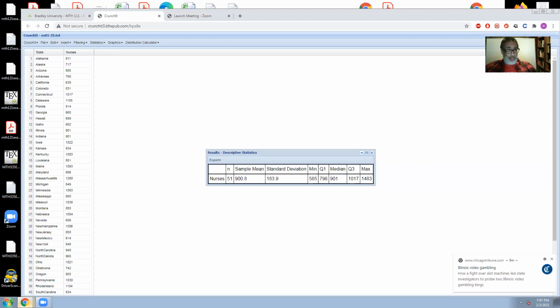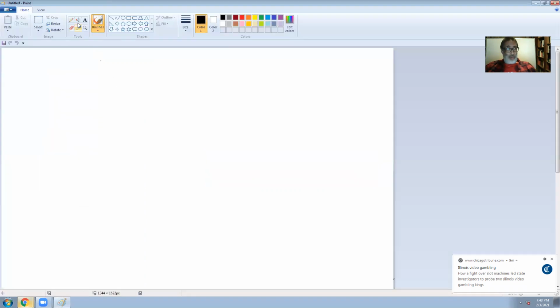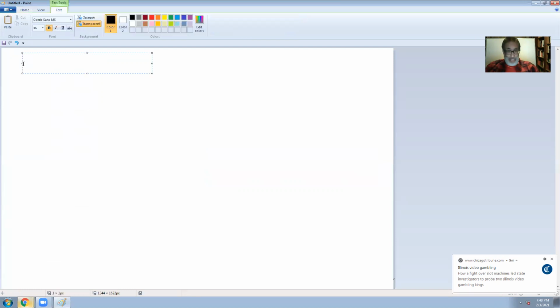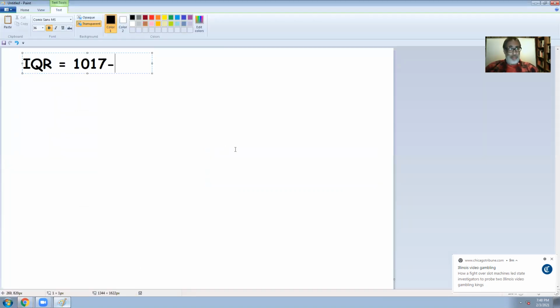Now, the first thing you want to do is calculate the interquartile range. So quartile 3 is 1017, quartile 1 is 798. So what we do is we do the calculation. The interquartile range is 1017, and I better check this again because I have a very poor memory. 1017 minus 798. I'll scoot this over. And that equals, if you just calculate that, 1017 minus 798. And I know you can do that by hand, but I'm being lazy. That's 219.